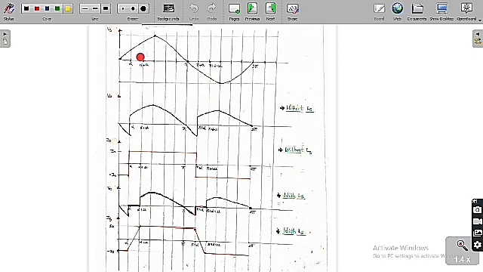As I have already told you, the source voltage is equal to Vm sin omega t. From 0 to pi there is a positive pulse, and from pi to 2 pi there is a negative pulse. So this is the graph we are going to get.